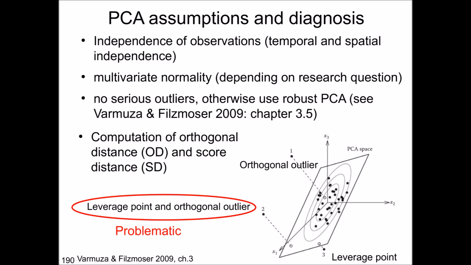And as we discussed before, if a point is a leverage point and an orthogonal outlier, then we may have a problem. These are the most problematic points, or they are more influential than other points, and we should remove them and repeat the analysis. However, if you do a robust PCA, this will in most cases not really matter.